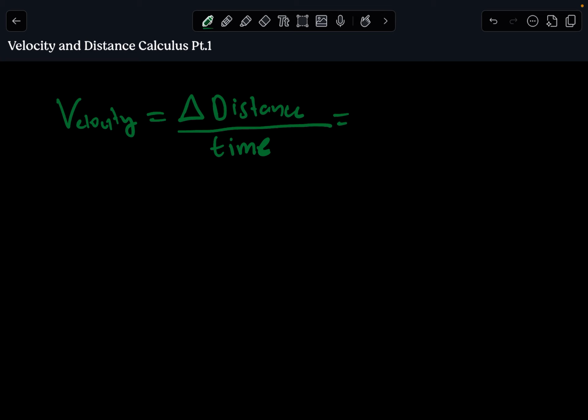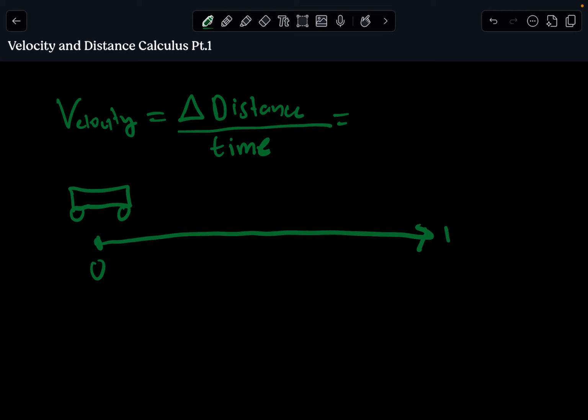Imagine you have a car. I'm going to make a little car here that travels 30 miles every hour, for example. Let's say that it starts here at point 0, point 0 in our distance. This is our distance line.